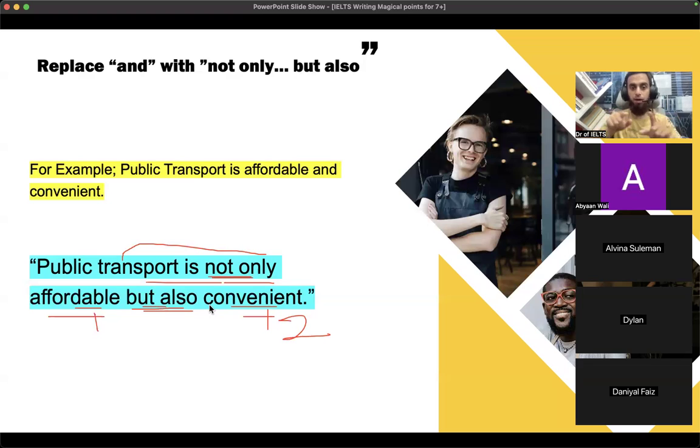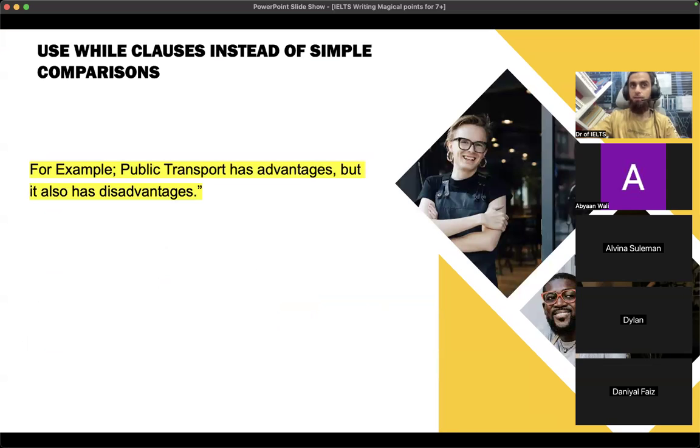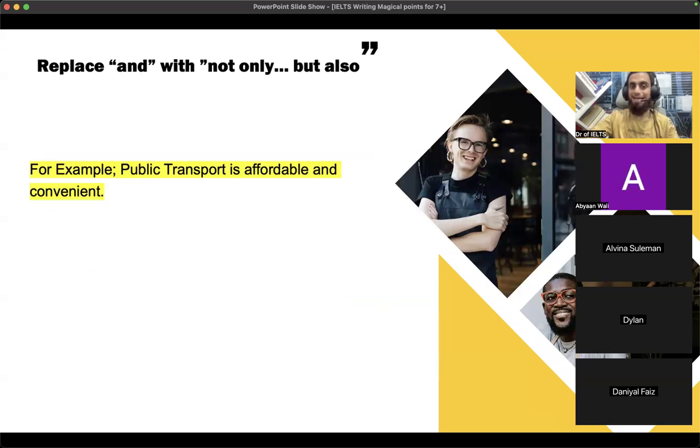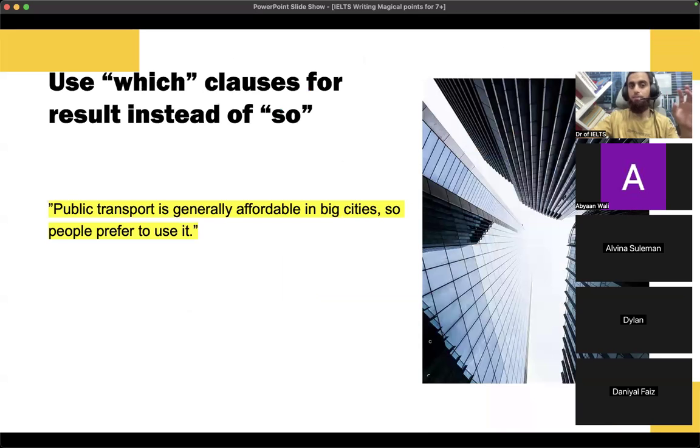So from now onwards, in IELTS speaking and in IELTS writing, when you talk or when you write, avoid 100% your word. And next we shift to the third point, that is to use which clauses, which we call relative clauses in parts of speech, for result instead of so. Now, so means reason, you know that. In writing or in speaking, so is a very awkward word, a very unfair word in academic writing, right? So it is to be 100% avoided.